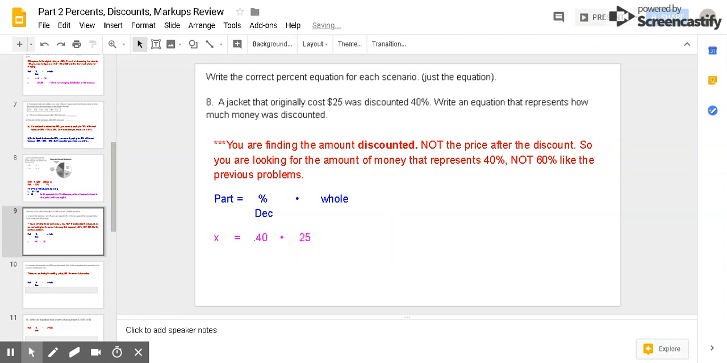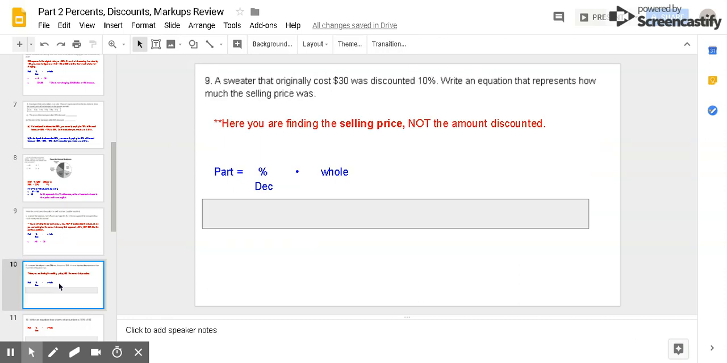So when we input, we're going to input x equals, or you could change it to p, you could change it to j, you could change it to whatever you want. P is equal to, or x is equal to 0.40 times 25. Again, we are using 0.40 and not 0.60, because this is the amount that's discounted, not the price after the discount.